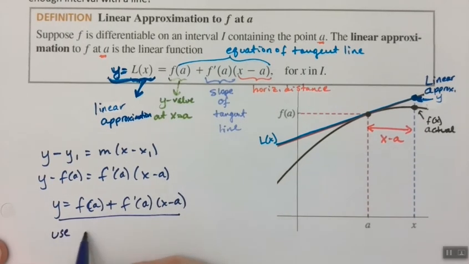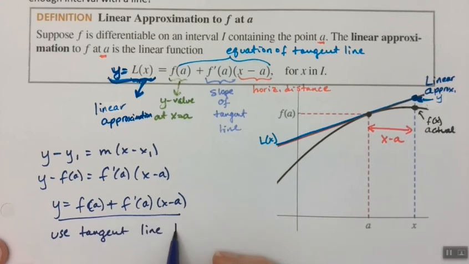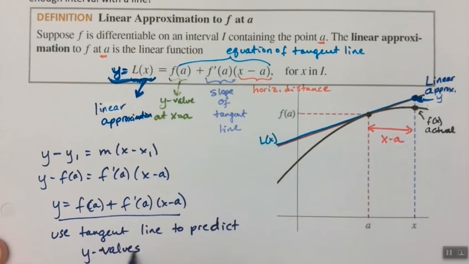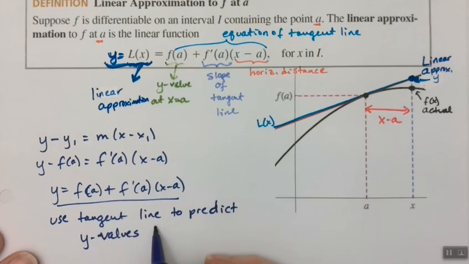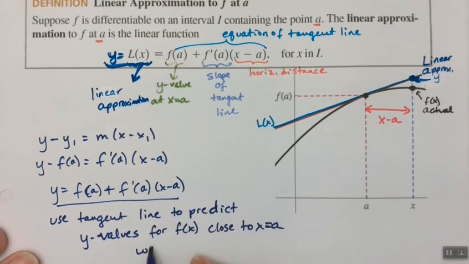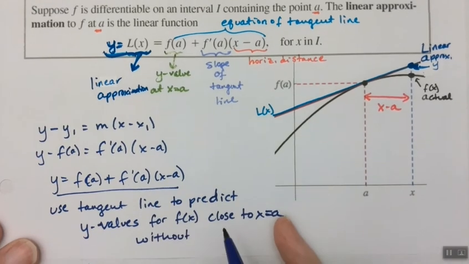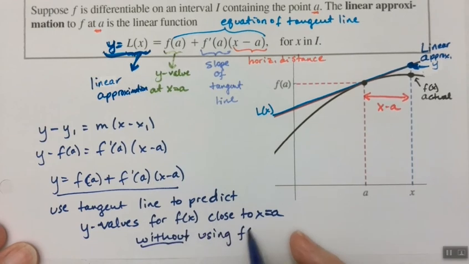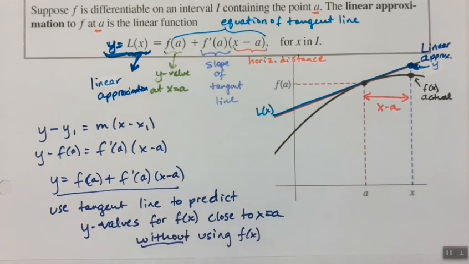But we're going to use this tangent line to predict y values for the function that are close to x equals a, without actually using the function itself. In other words, I'm not going to substitute those values into the actual function. I'm going to substitute them into the line.